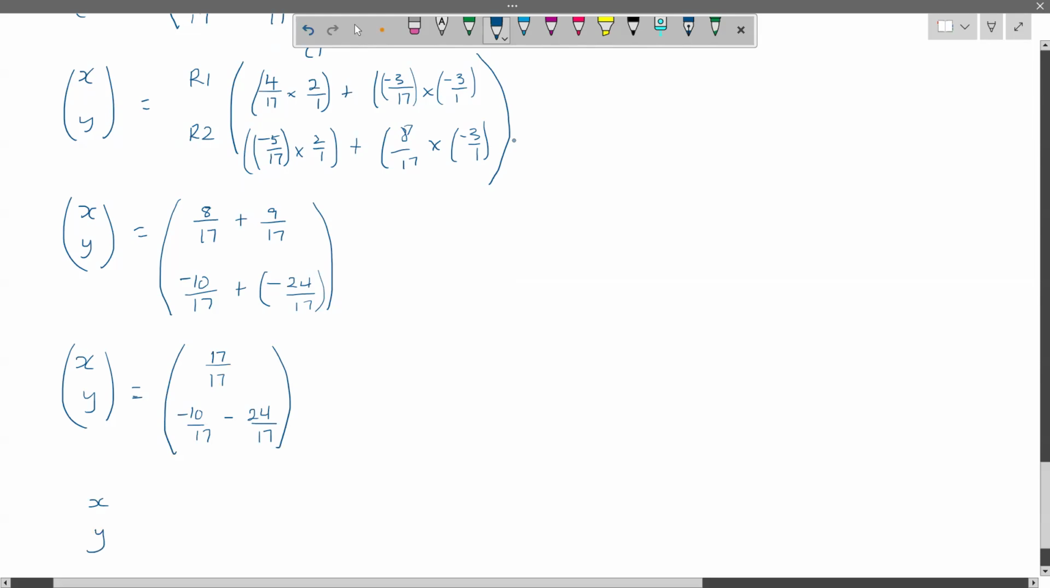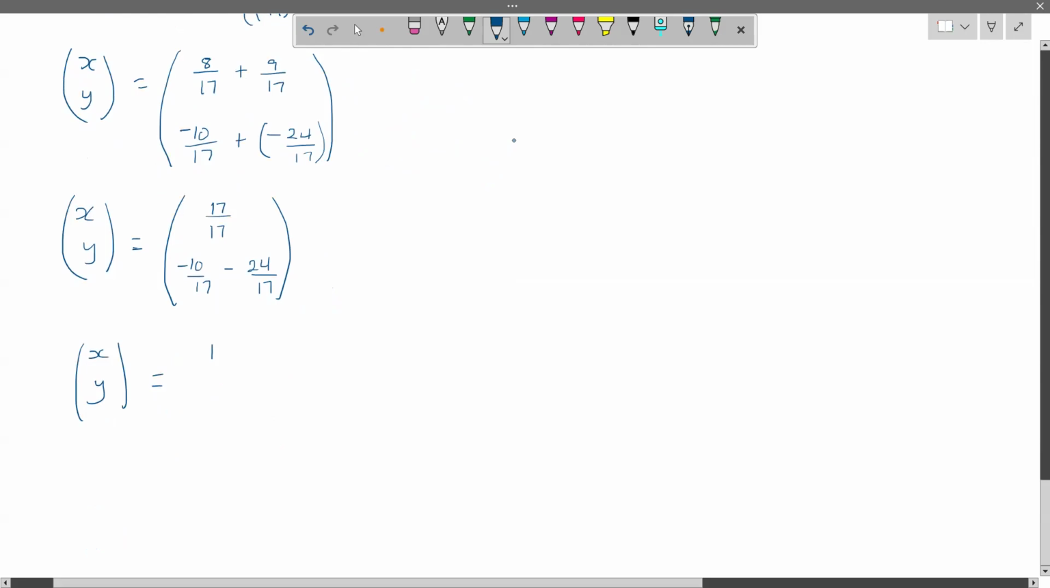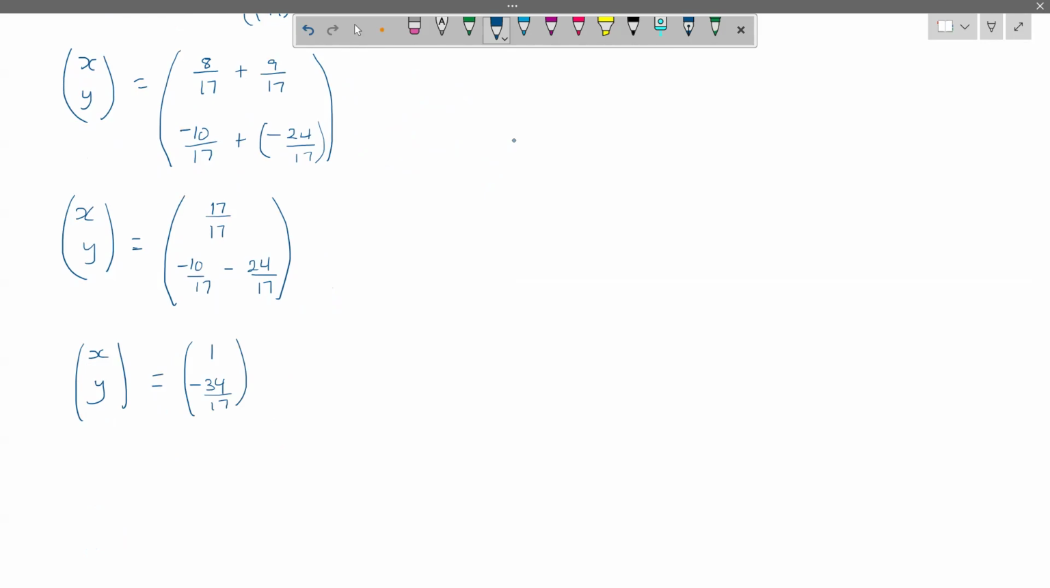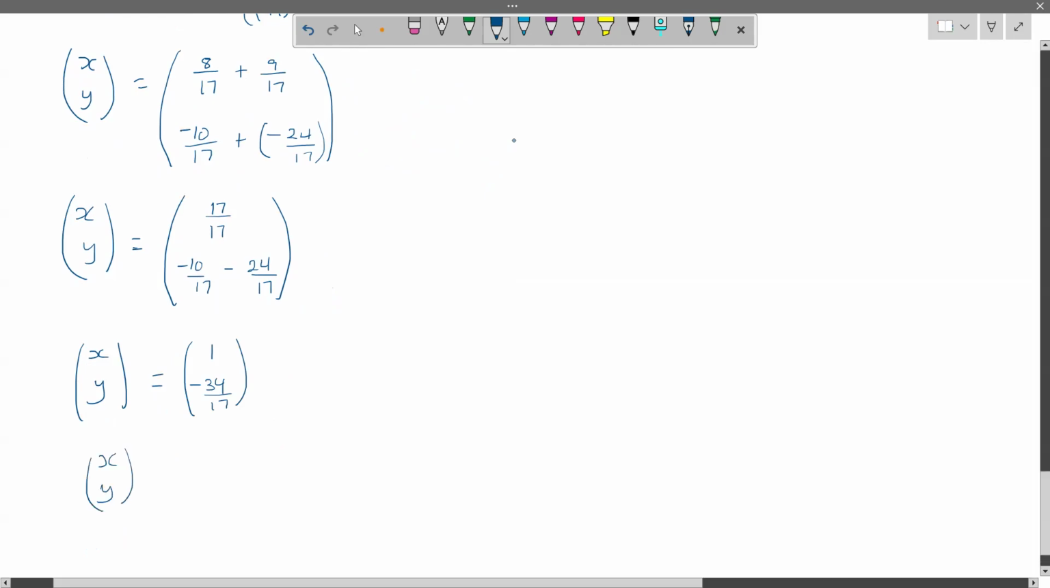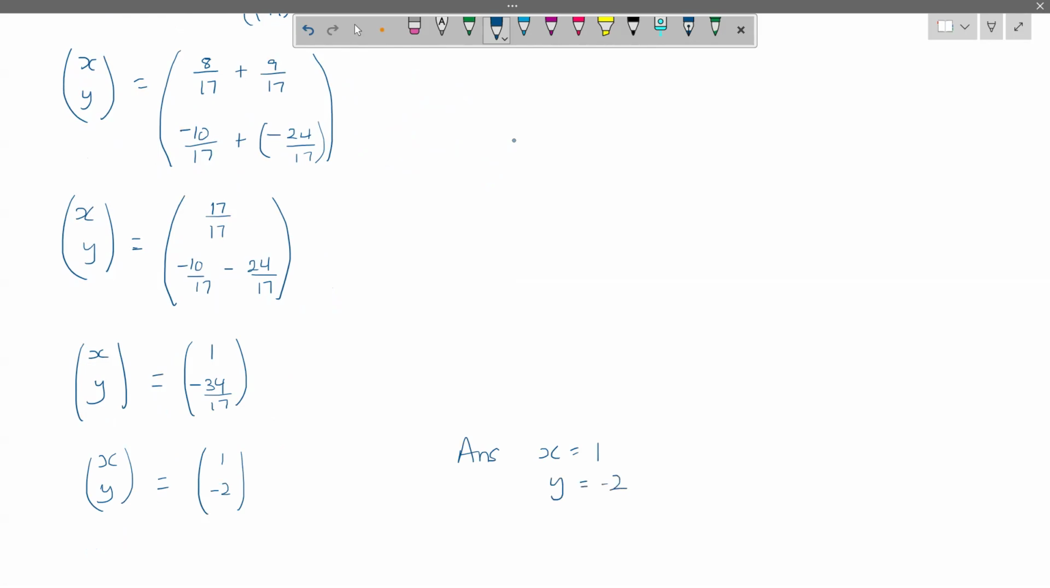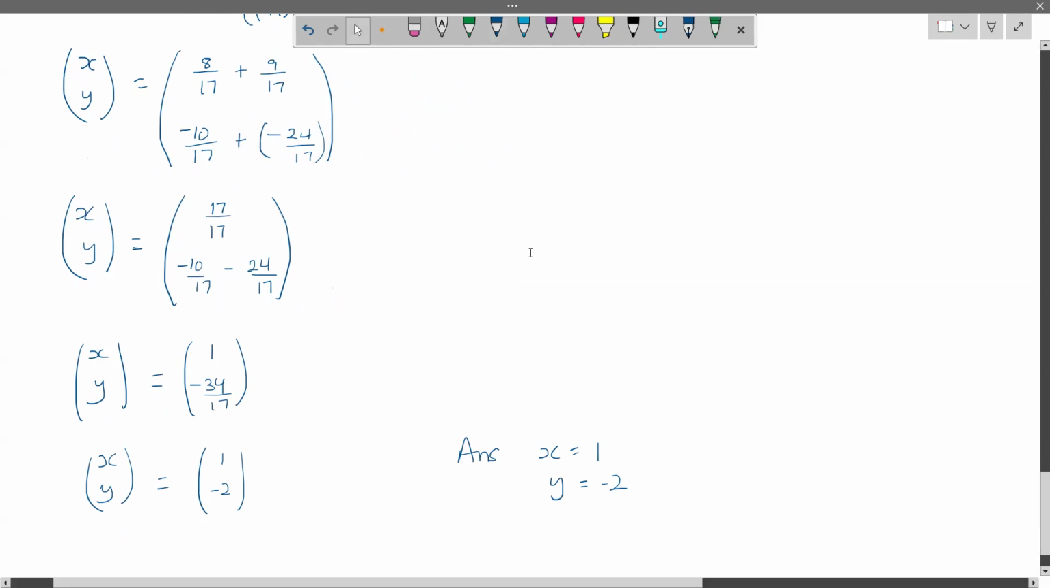So we already have on top, that's 1. Underneath here, we're going to get negative 34 on 17. And that will give us negative 2. So x is equal to 1, y is equal to negative 2. All got that? Yeah. Yeah? Nice. So we're cooking with gas. All right, so we're going to do a little bit of past paper.